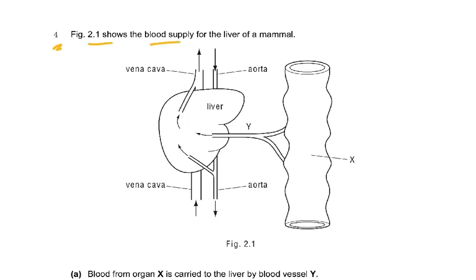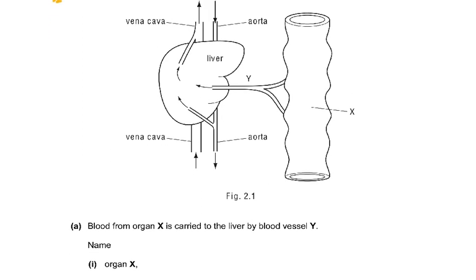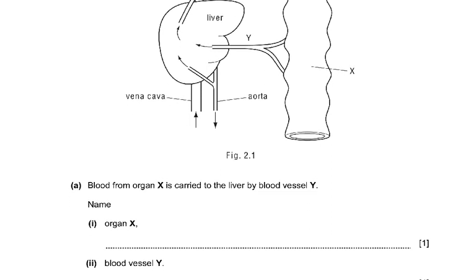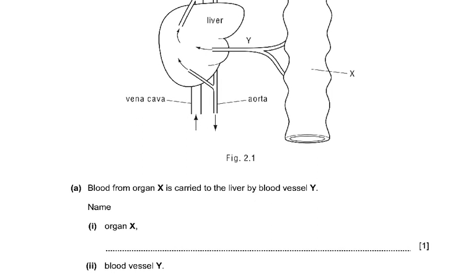Question 4, figure 2.1 shows the blood supply for the liver of a mammal: vena cava, aorta. Blood from organ X is carried to the liver by blood vessel Y. Name organ X. Now you could have said anything. Small intestine was correct. Esophagus was even correct. I don't agree with that, but then that's Cambridge mark schemes. So small intestine, ileum, duodenum. So any of these, even you could have allowed colon, rectum.